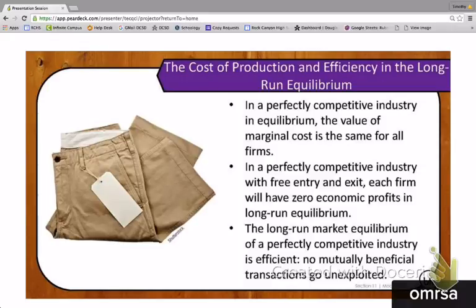So the third point is that the market is efficient. All consumers who are willing to pay a price that is greater than or equal to the seller's marginal cost will get to buy the good. In other words, there is no deadweight loss in perfect competition because all mutually beneficial transactions are made. Every buyer can find a seller, every seller can find a buyer. And this represents allocative efficiency since price is equal to the marginal cost.